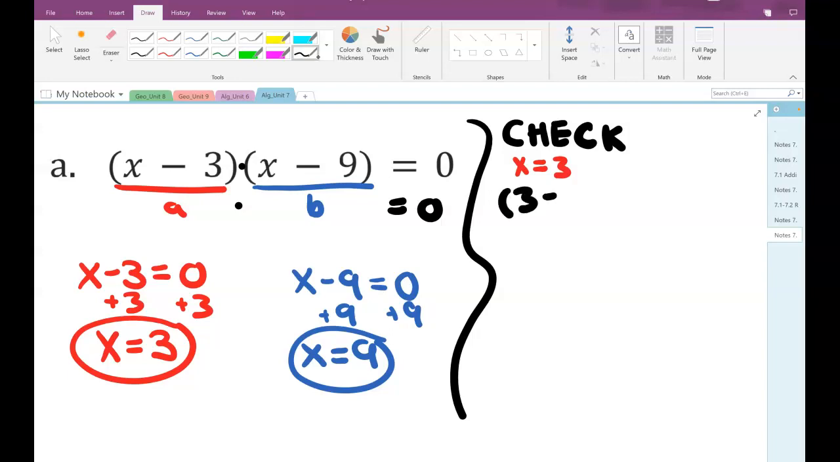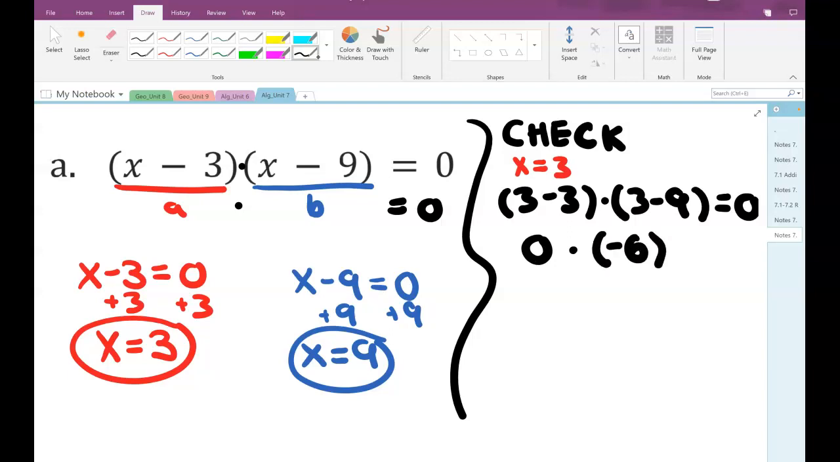So this will be 3 minus 3 times 3 minus 9 is equal to 0. Well, 3 minus 3 is 0, times 3 minus 9 is negative 6. That's equal to 0. So what 3 does is make this parenthesis equal to 0. And if one of them is equal to 0, we could say that both sides have to be equal to 0. Because you take 0 times negative 6, this goes back to 0, equal to 0, and that's true. So we know that's how we check our work. We know we did it correctly.